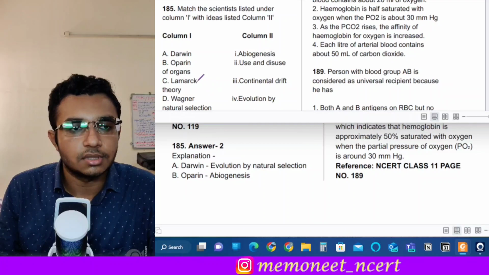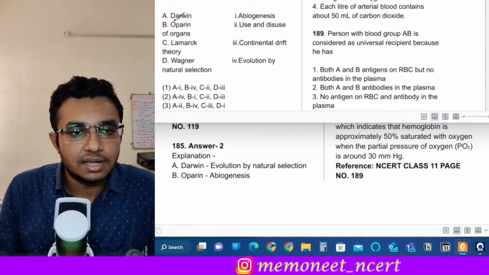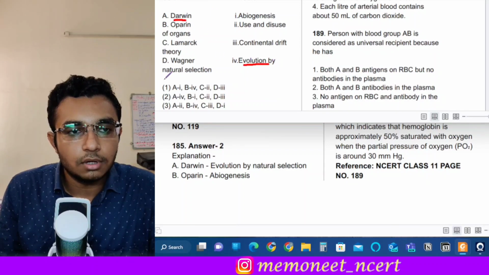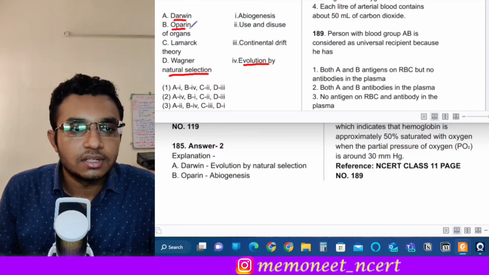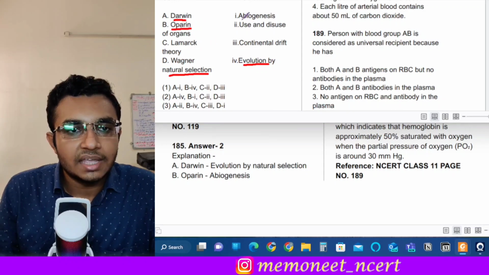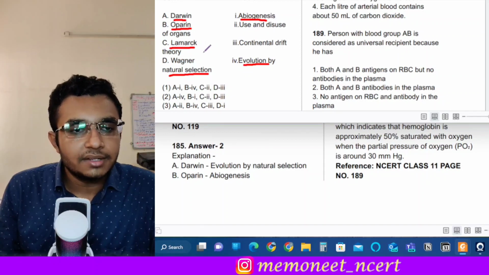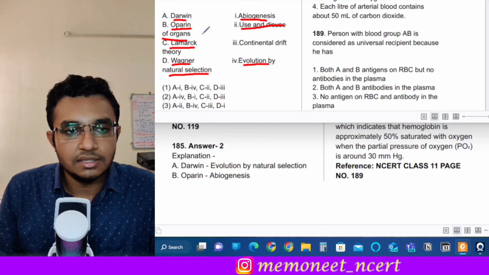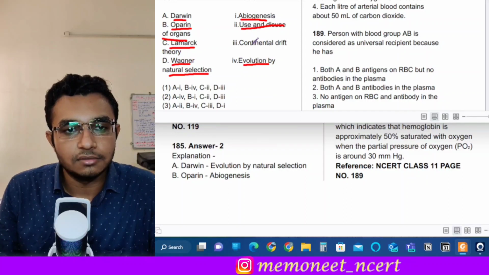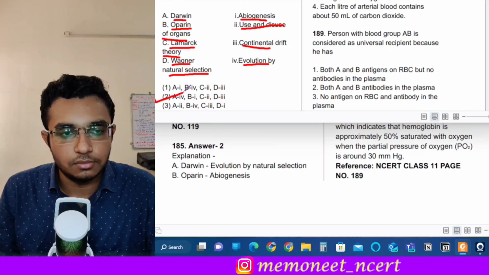Moving on to the next question, that is question number 185. It is a match the following question. The first is Darwin, okay. So Darwin is associated with what? He stated the evolution by natural selection. So A goes with 4. Next is Oparin. So the Oparin theory was of abiogenesis, right? Next is Lamarck. Okay. So Lamarck gave the use and disuse of organs theory. And D is Wagner. And Wagner gave the continental drift theory. So here the answer is option 2.